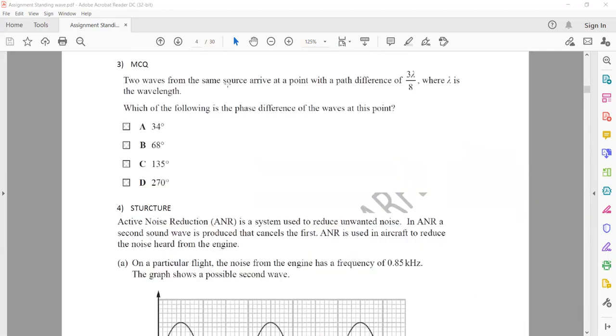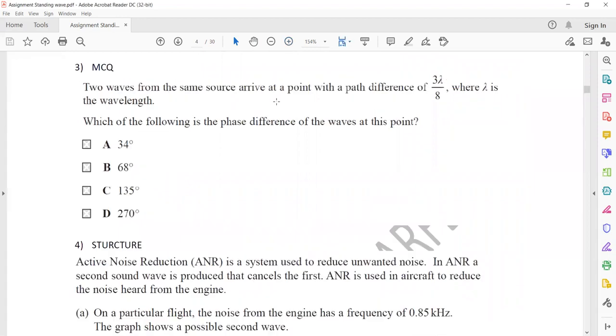Moving on to the next question. Two waves from the same source arrive at a point with a path difference of 3 lambda by 8. Which of the following is the phase difference at this point? So when we compare the path difference and the phase difference, we need answers in degrees.